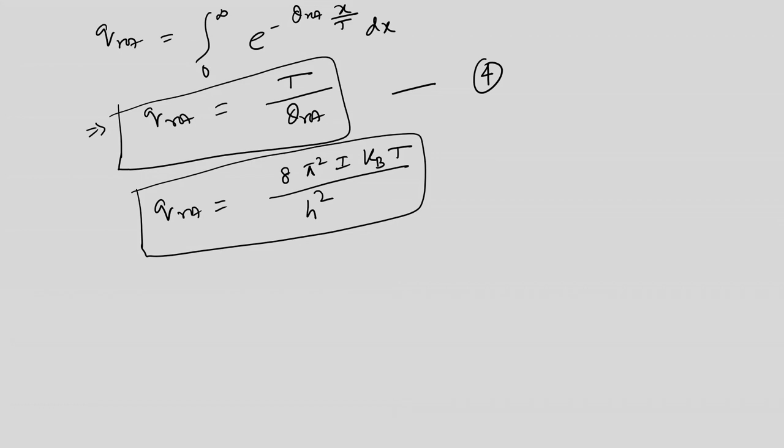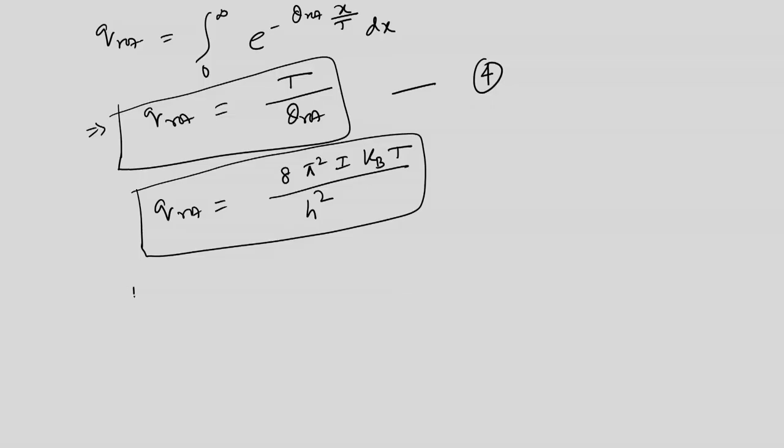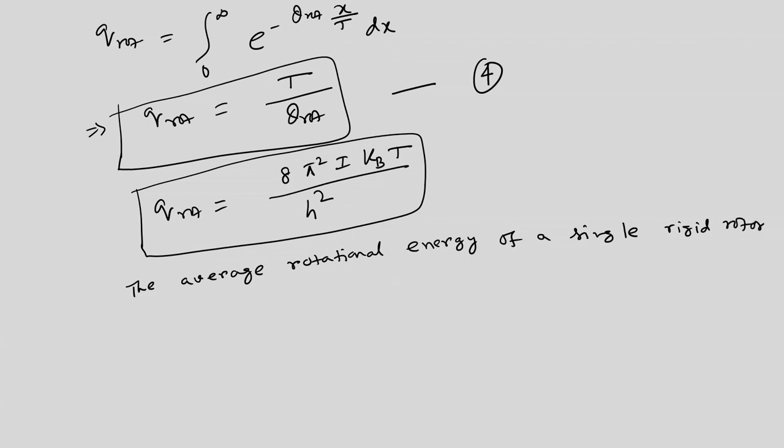Okay. So, what is the average rotational energy of a single rigid rotor? So, the average rotational energy of a single rigid rotor is, if we consider this as epsilon rotational average, this is nothing but k_B T squared del ln q rotational by del T, right, at constant V. Okay.